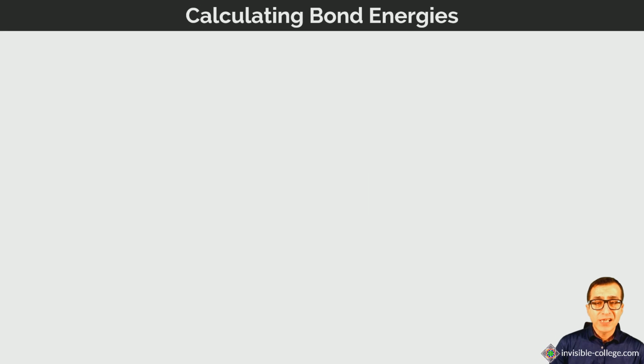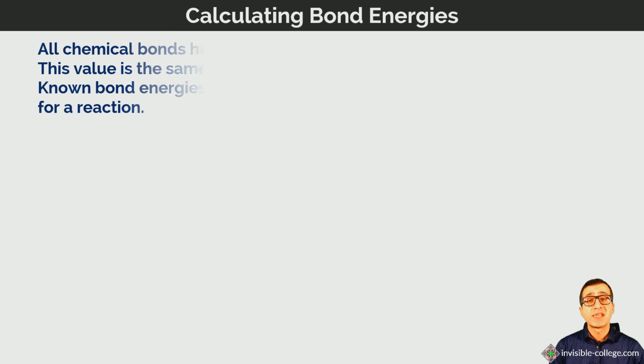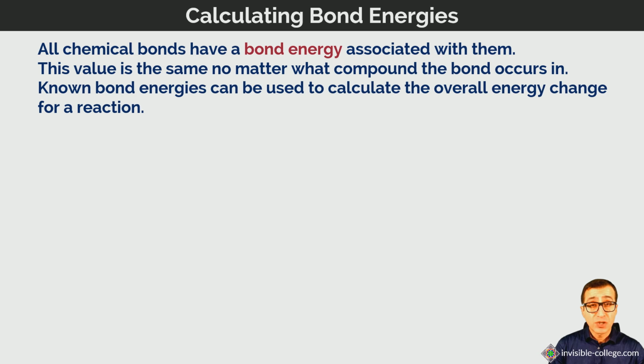So how do we explain all of this? Well, again, it goes back to this idea that chemical bonds have a bond energy associated with them. Now, this value is pretty much the same no matter what compound the bond occurs in. Known bond energies can be used to calculate the overall energy change for a reaction. Now remember, when a chemical reaction occurs, the first thing that needs to happen is that the chemical bonds between the atoms in the reactants have to be broken.